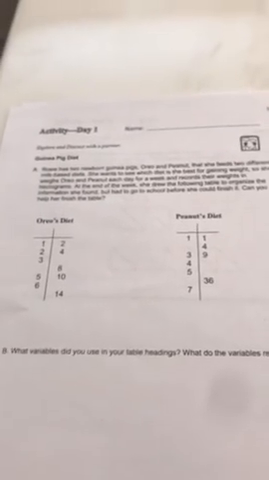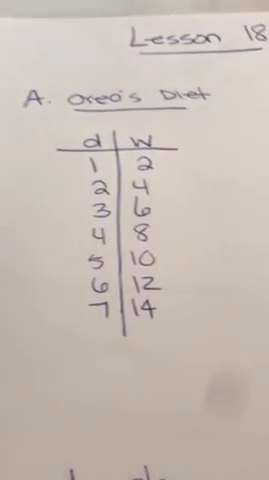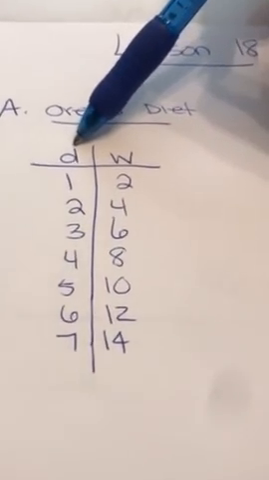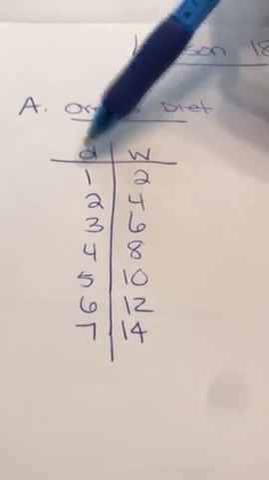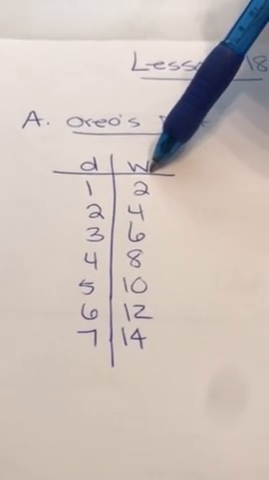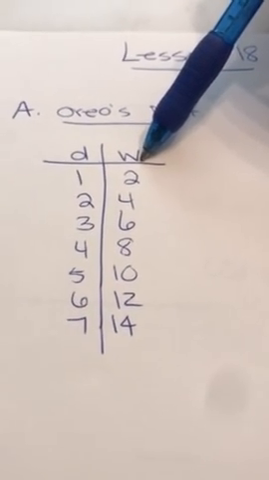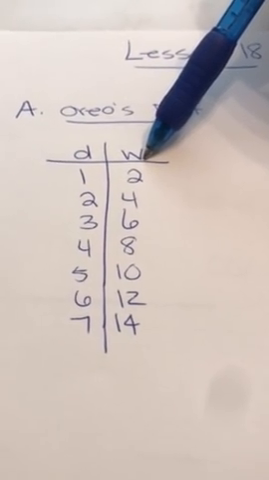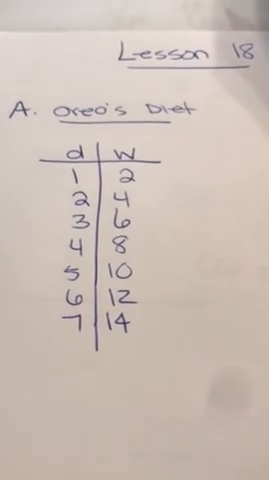Okay, I'm going to show you the answers for A. I went ahead for Oreo's diet. We're going to plug in D here because that's going to represent the day, day 1, day 2, all the way down to day 7. W is going to represent the actual weight, how much they weighed on that day. So if you filled in your numbers correctly, this is what your numbers should have looked like for Oreo.